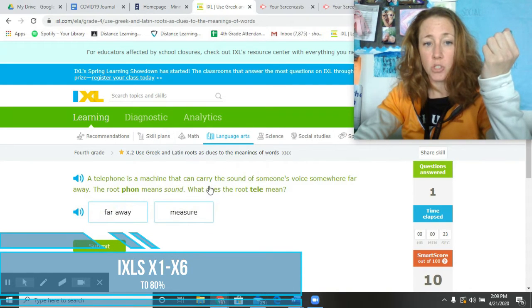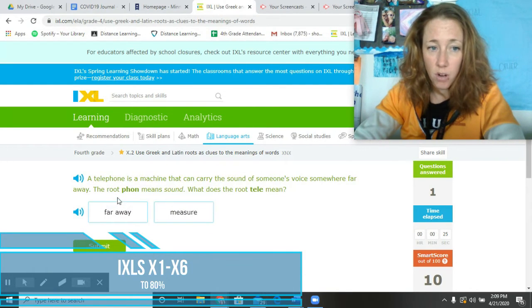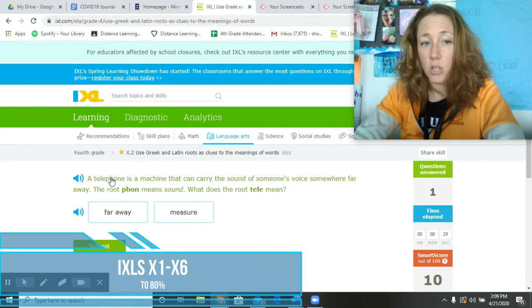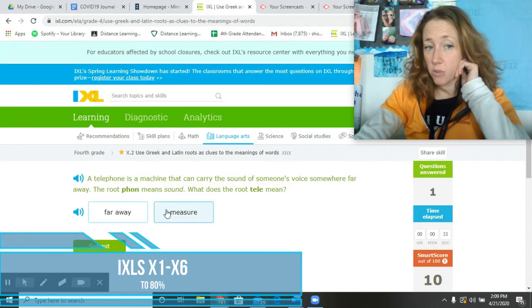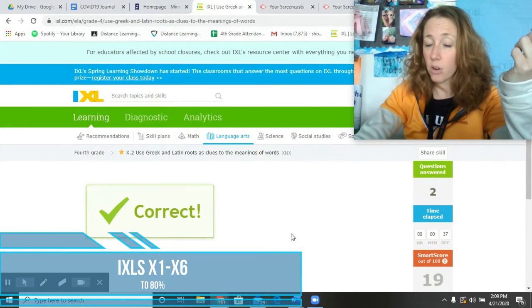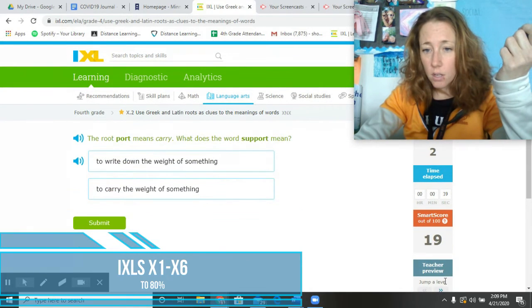A telephone is a machine that can carry the sound of someone's voice somewhere far away. The root phone means sound. So what does tele mean? So I can put these two words together. So sound, and a telephone is someone's voice far away. So that means telephone can carry somebody's voice far away. Let's jump a level.